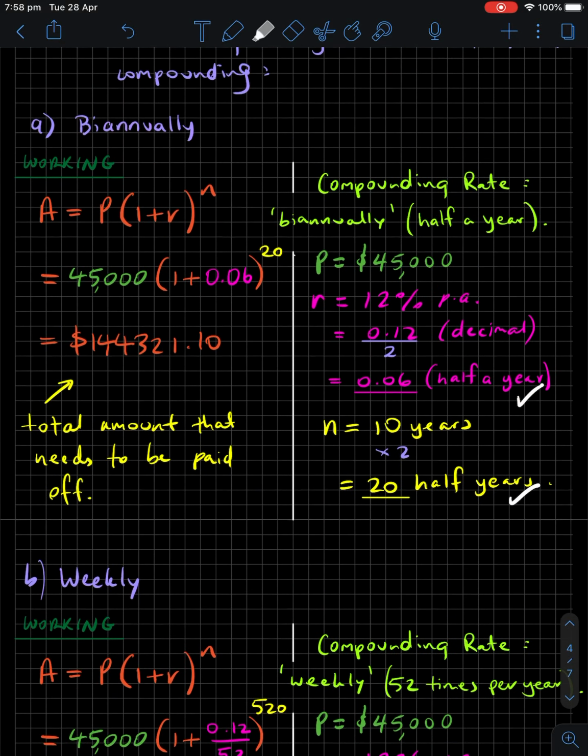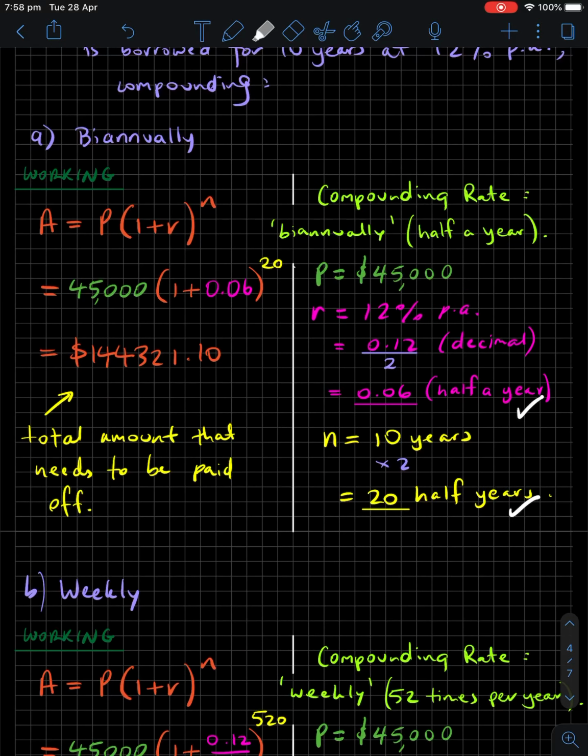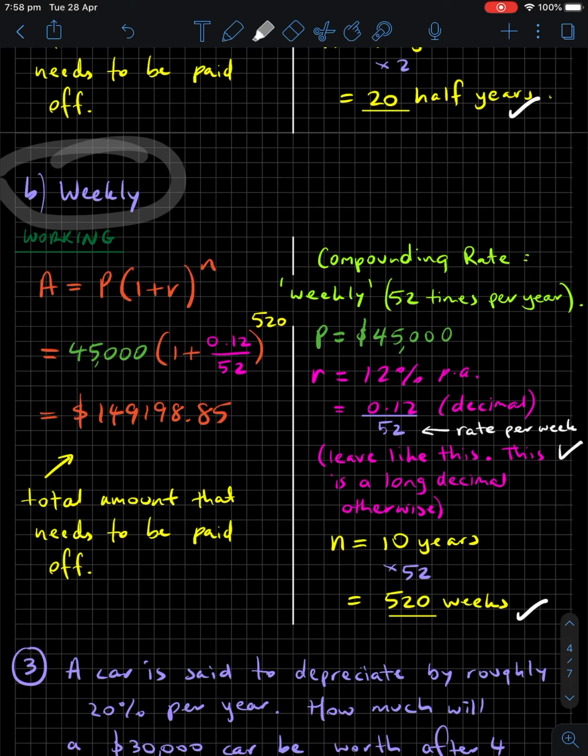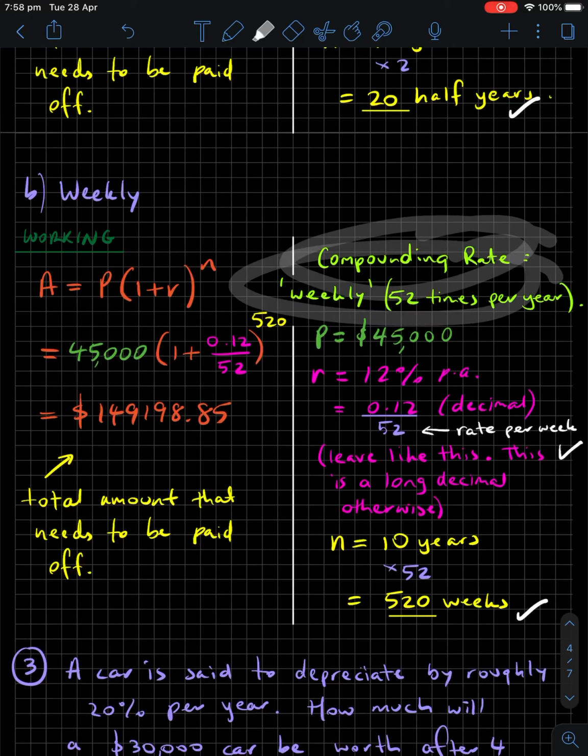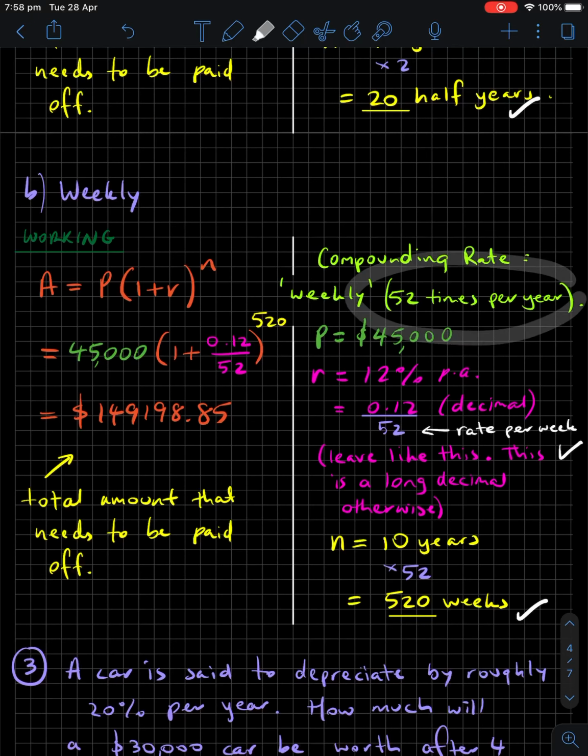Okay, let's try it again, but instead of biannually, let's try compounding weekly. This means interest gets put into this account, so our loan will increase every single week with interest. Okay, let's give it a shot. Our compounding rate is weekly, which means it's happening 52 times per year.